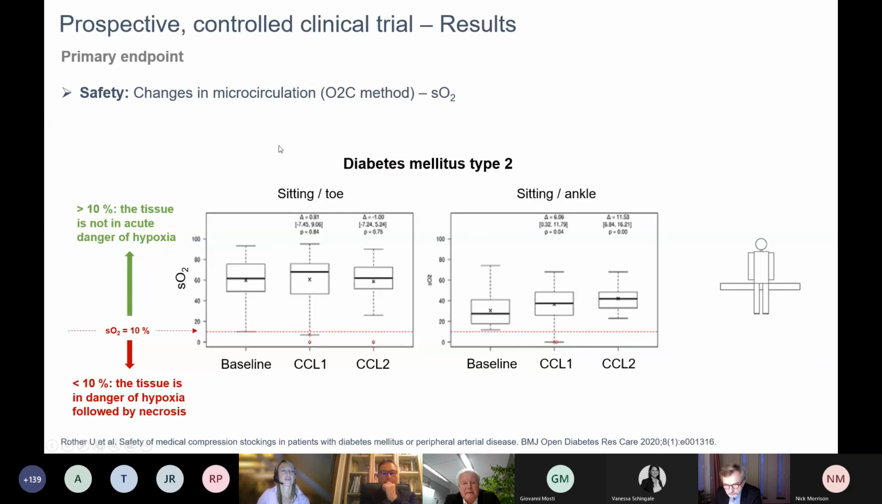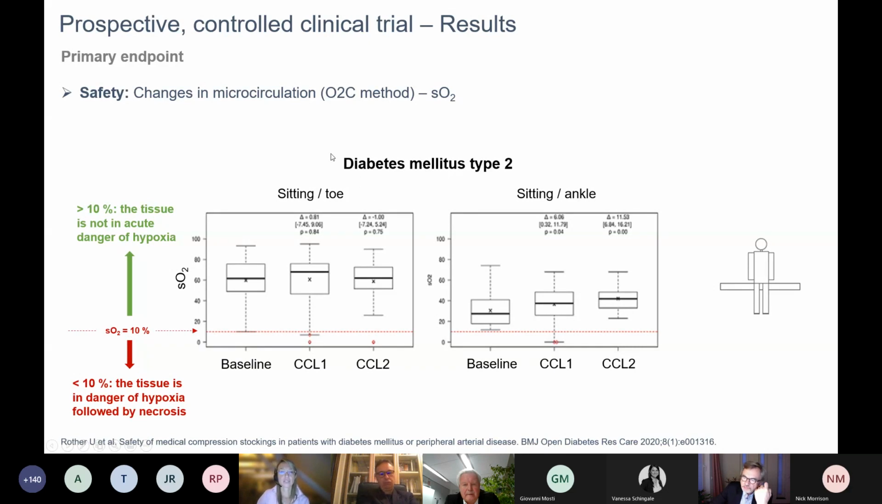More interesting, I think, are the results regarding the changes in microcirculation, because these are really direct parameters of the microcirculation. Here I present the results of the oxygen saturation measured by the O2C method. Remember, the O2C method is measuring the post-capillary microcirculation. A critical value of oxygen saturation by this method is 10%. When the oxygen saturation is below 10%, the tissue is really in danger of hypoxia, and when the value is more than 10%, the tissue is not in acute danger of hypoxia.